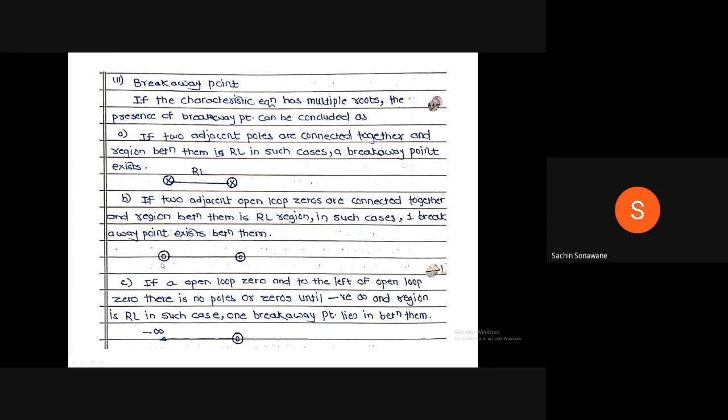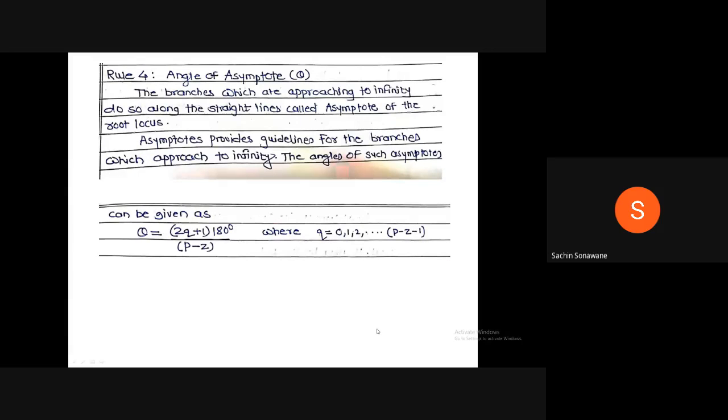Therefore, when two zeros are directly connected with each other and root locus region exists, their breakaway point will exist. If, to the left of an open loop zero, there are no poles or zeros, and the region is root locus, then a breakaway point lies in them. While solving problems, you will understand it more clearly. This is theory, you will not understand it fully, but while solving problems you will understand.